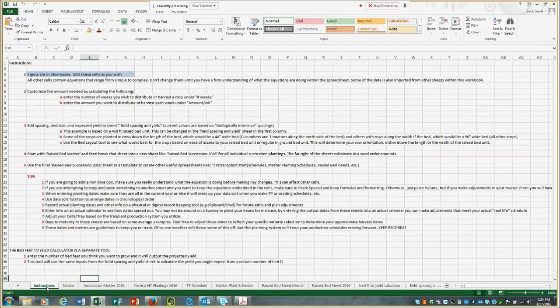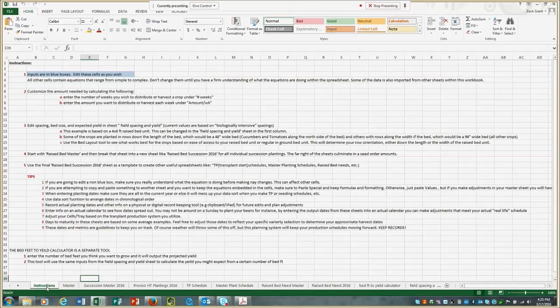Okay, and we'll go over some of these cells. When I send you a link to this or a copy of this, you can go over this in a little more detail, but we'll just go over some generalities right now. So the big thing that I want you to notice is the number one. It says inputs are in blue boxes, edit these cells as you wish.